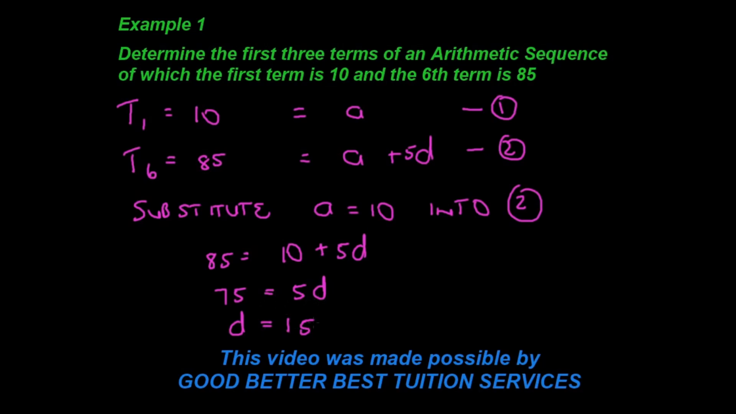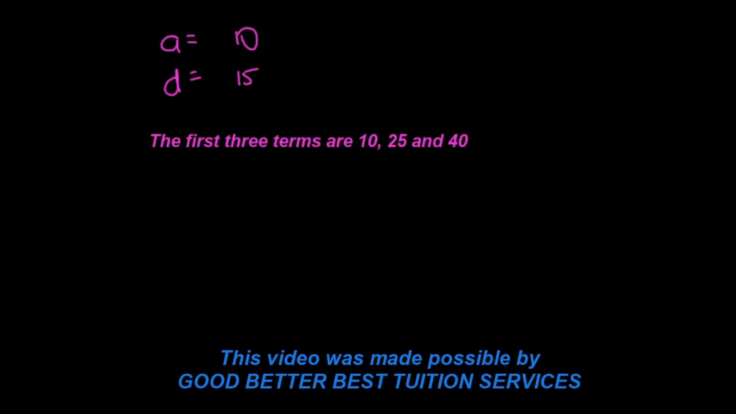And with arithmetic sequences, what you would have learned by now is that when you have the first term and you have your difference, you can find your first three terms and any other term they give you, as well as you can also find your general term. So we see that a is equal to 10, and we've worked out that d is equal to 15, and therefore we can find our first three terms, which are 10, 25, and 40.